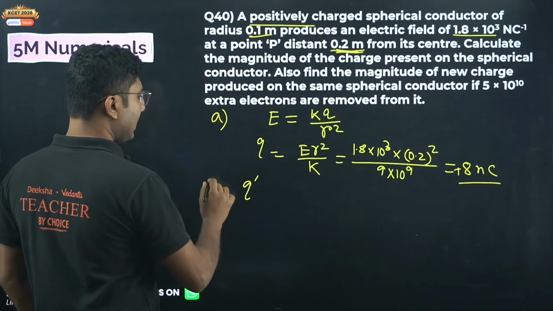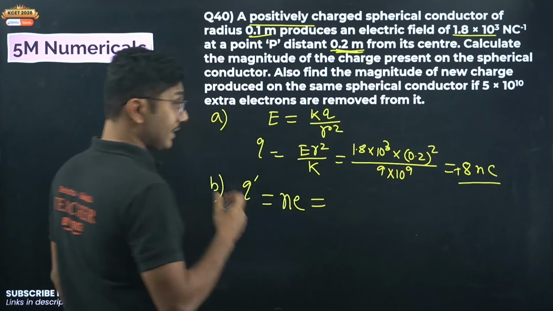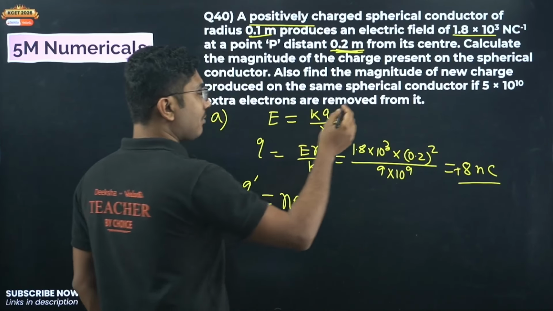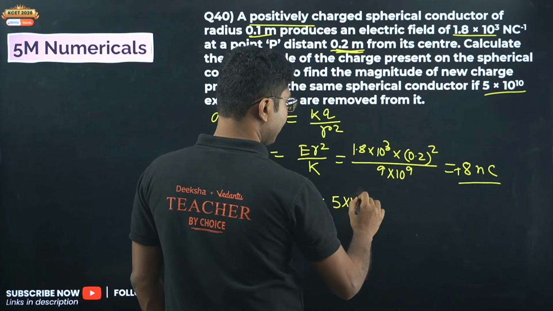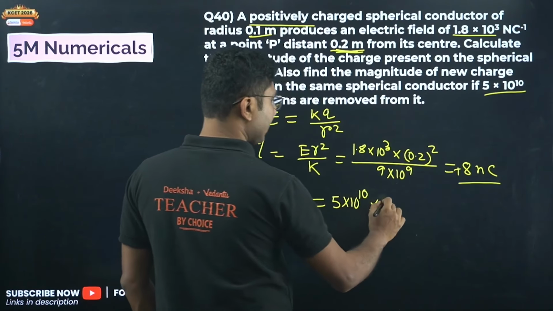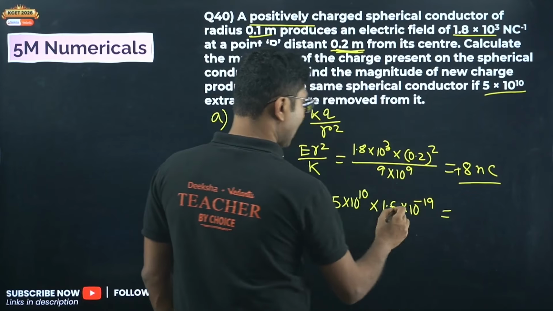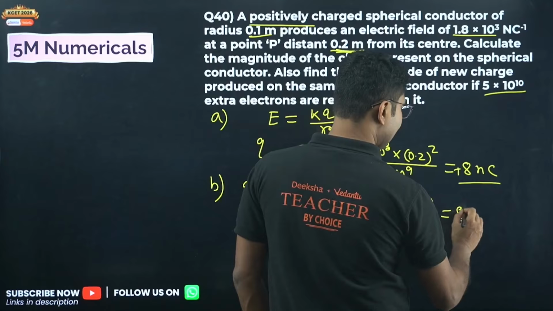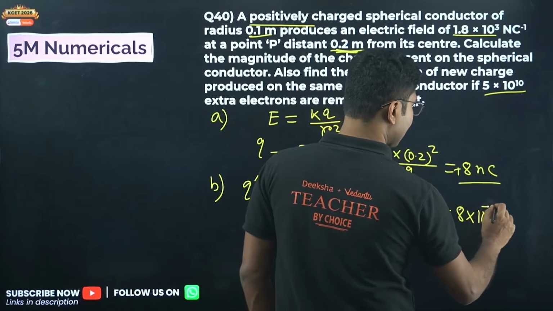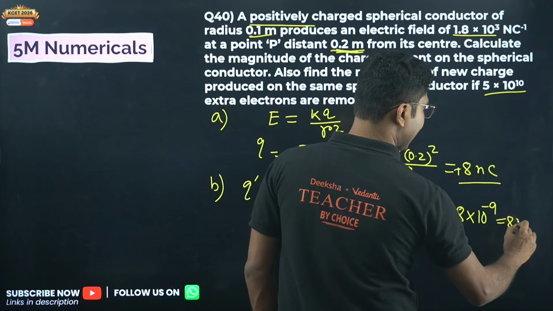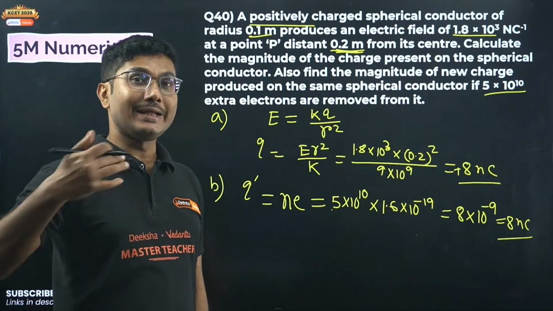So this is part A, this is part B. So we know the quantization principle, Q equals N into E. Number of electrons that you have removed is 5 into 10 to the power of 10, and we know that the charge of an electron is 1.6 into 10 to the power of minus 19. So 1.6 into 5 is 8, and 10 to the power of 10 times 10 to the power of minus 19 gives 10 to the power of minus 9. So this is also 8 nanocoulomb. So you make the sphere positive by another 8 nanocoulomb.